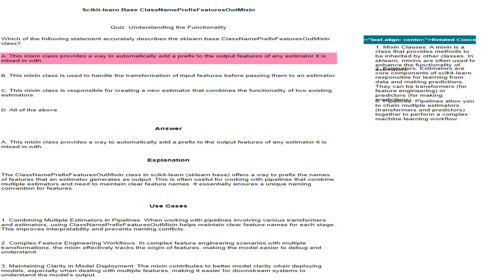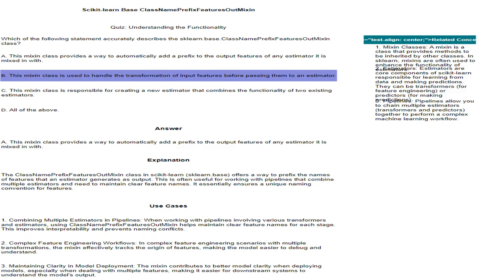The class name prefix features out mixin doesn't directly handle input feature transformations. This is generally handled by transformers like standard scaler, one-hot encoder, etc., which operate on input data before it's passed to an estimator. This mixin class is used to handle the transformation of input features before passing them to an estimator. This statement is incorrect.